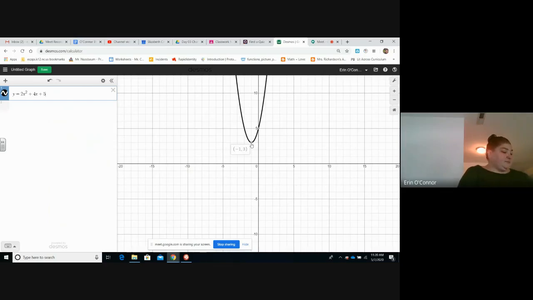The other thing I wanted to show you while we're up here is the y-intercept. If you notice, the y-intercept's 5. And if you see your equation, 5 is your c in the equation. C is always going to be your y-intercept. That's going to help you out a little bit.